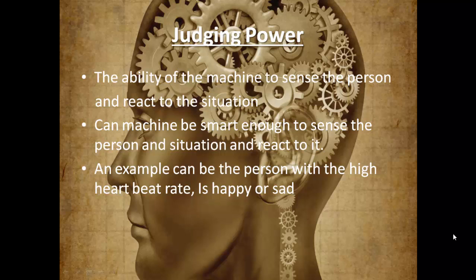Another challenge for common sense reasoning is judging power. It is the ability of the machine to sense the person and react to the situation. In the next few decades, will machines be smart enough to sense the person and the situation and react based on it? For example, if a person has a high heartbeat rate, there could be two reasons for it. Either the person is happy or sad. Will the machine be able to distinguish this kind of difference in the next few decades?